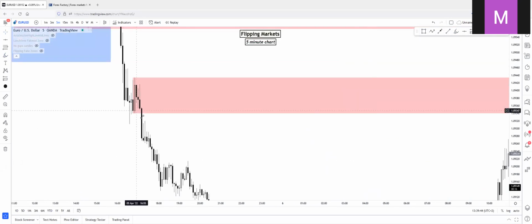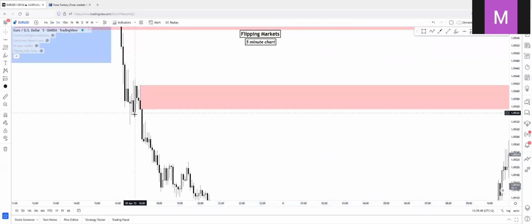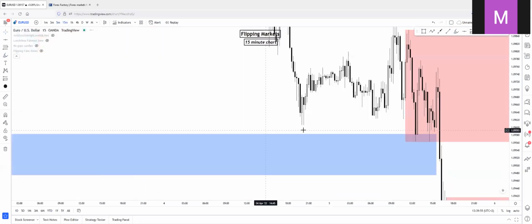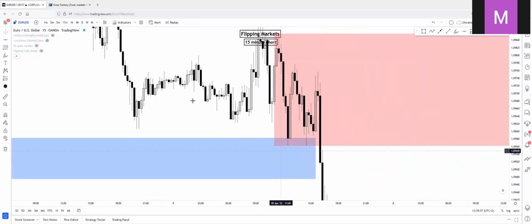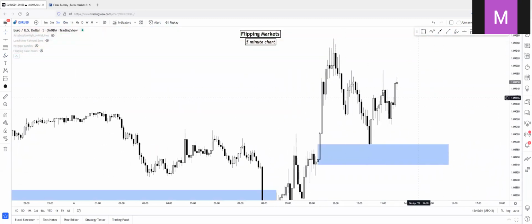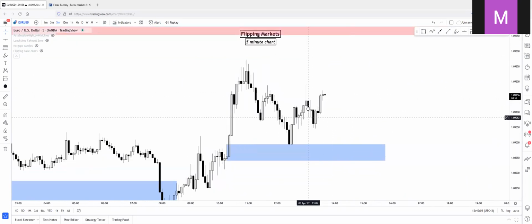So let's just refine this zone also. As you can see, the clear inefficiency has started from this candle. The inefficiency started from this candle here, and we won't refine this 4-hour zone just on the 15-minute chart, because that's worthless. So I will keep this 4-hour zone the way it is. So, switch back to the 5-minute chart. What can we expect here?